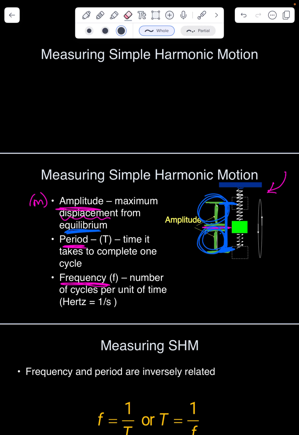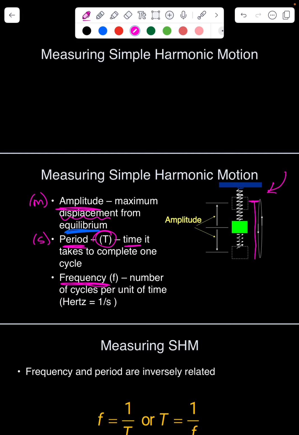The next thing we have already talked about is our period. Our period symbol is the capital T, because it is the time it takes to complete one cycle. All of our times are going to be measured in seconds. That's how long it would take this to go from this point all the way out and then come all the way back to that starting position. That's one cycle.